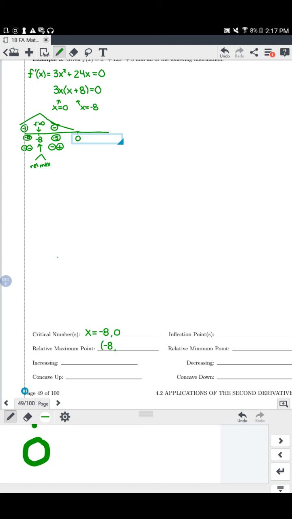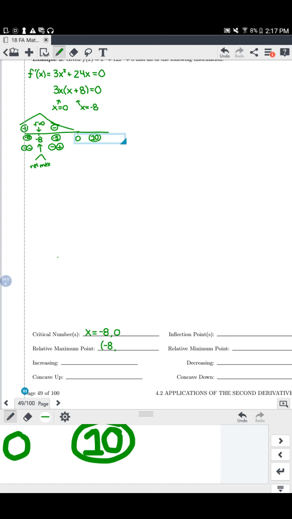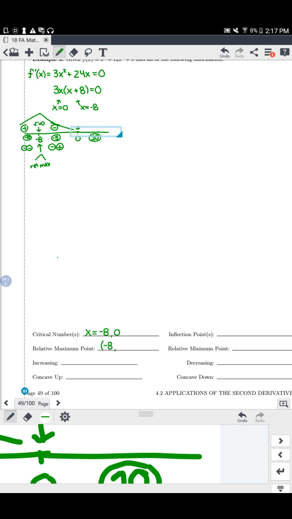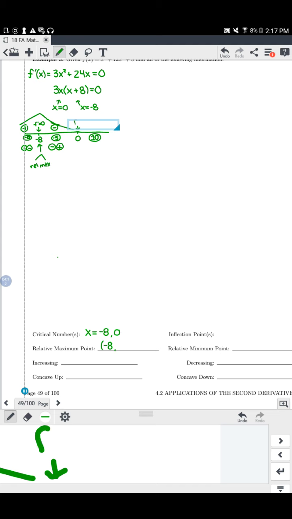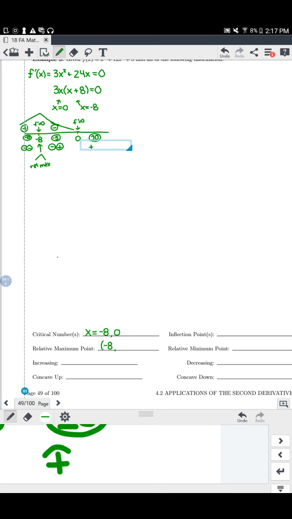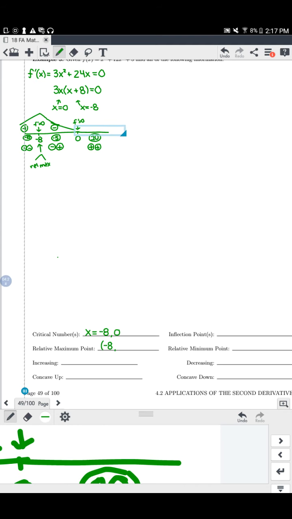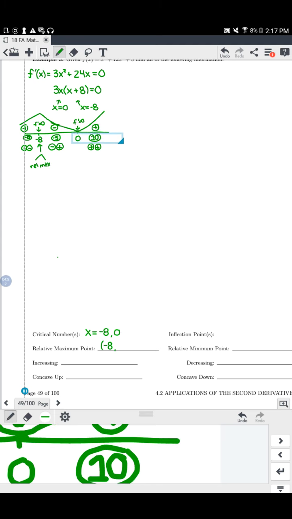Now I'm going to choose any number after 0. Maybe I'll plug in a +10. And I'm always plugging into the derivative on a sign chart. I'm going to label my derivative in here. Critical number, and I plug in 10. 3 times 10 is a positive, and 10 plus 8 is also positive. So a positive times a positive, we're going to end up switching to being increasing here. I have a positive first derivative.